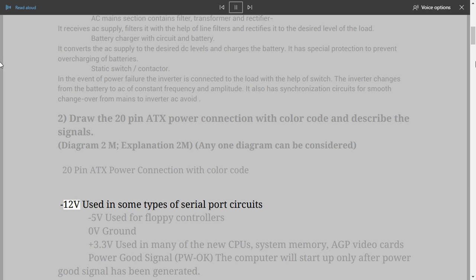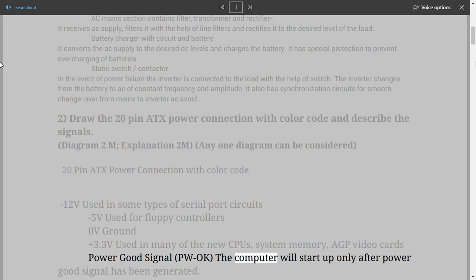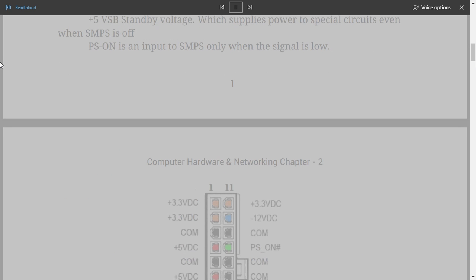-12V is used in some types of serial port circuits. -5V is used for floppy controllers. 0V is ground, plus 3.3V is used in many of the new CPUs, system memory, and AGP video cards. Power good signal, PWOK. The computer will start up only after the power good signal has been generated. +5 VSB is standby voltage, which supplies power to special circuits even when the SMPS is off. PS_ON is an input to the SMPS, active only when the signal is low.